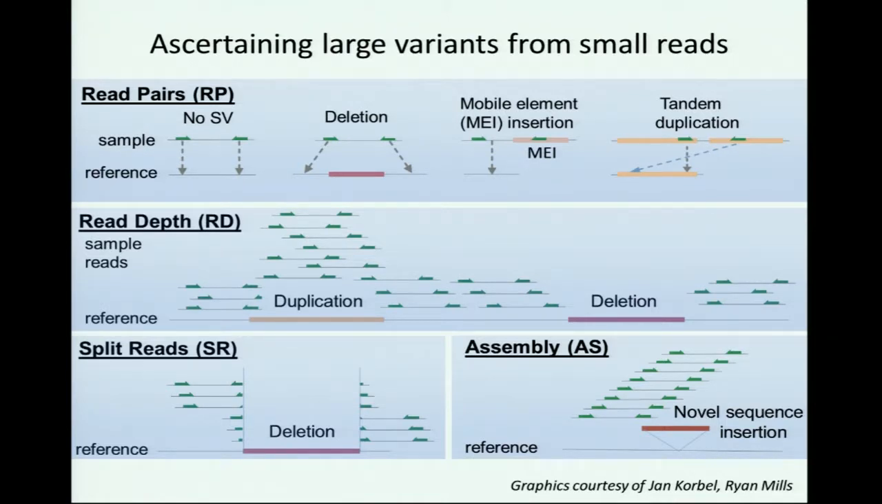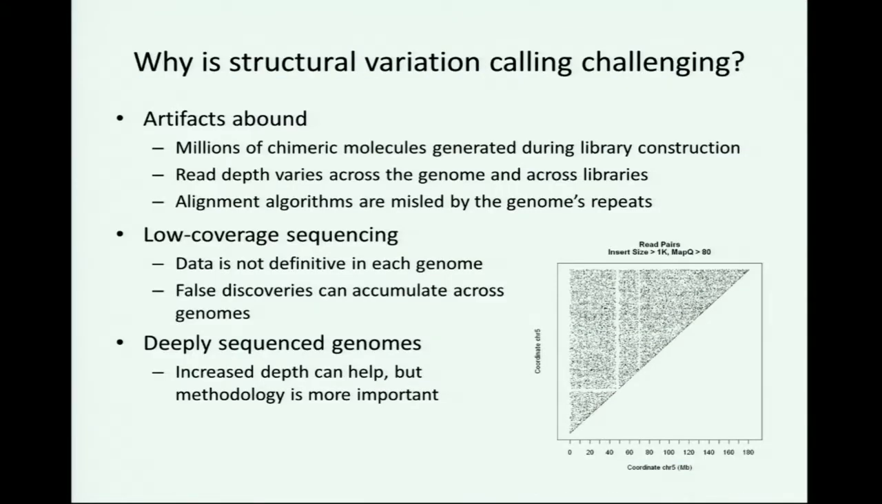And Genome STRiP really tries to integrate these first 3 methods. We don't do de novo assembly, but we try to integrate these 3 different signals from the data in different ways to do structural variation, discovery, and genotyping.